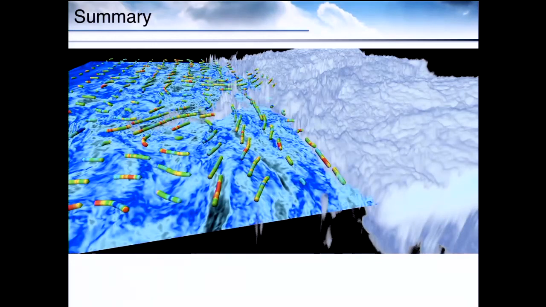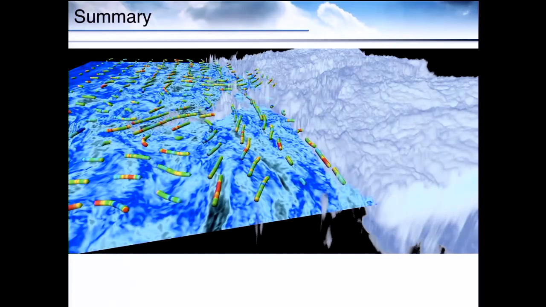Right, so here's a visualization from one of my older large eddy simulations where I've got a cloud and I've got the flow coming out of the back of the cloud, and I'm analysing the turbulence and the flow field coming out of the back of the cloud.